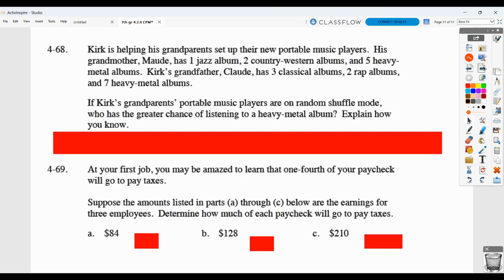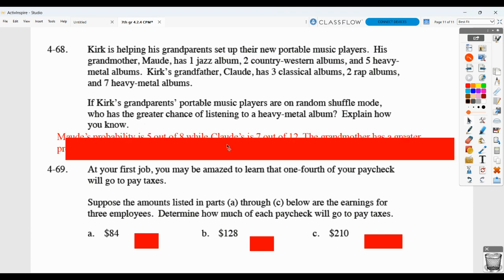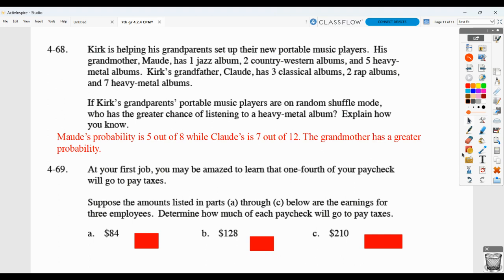Here they want to know, probability-wise, if this is the setup, who has a greater chance of listening to a heavy metal album? So if you look at Maud, she has 5 heavy metal albums out of 8 albums. Claude has 7 heavy metal albums out of 12 albums.